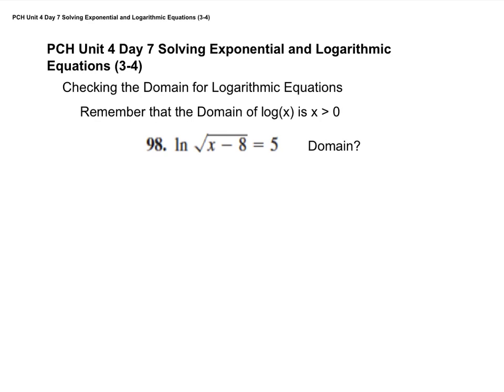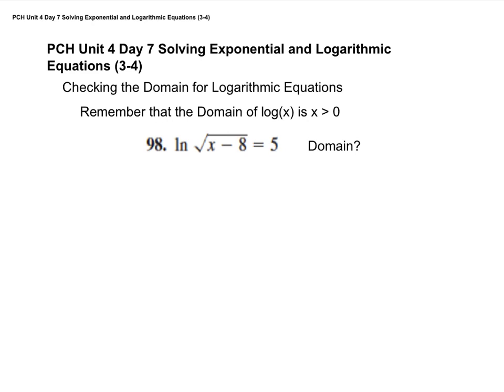All right, so today I want to take a closer look at solving logarithmic equations. We spent a significant amount of time solving exponential equations, but I wanted to spend a little more time on these because you have to be careful about your domain. The domain of the logarithmic function is that the argument has to be greater than 0.